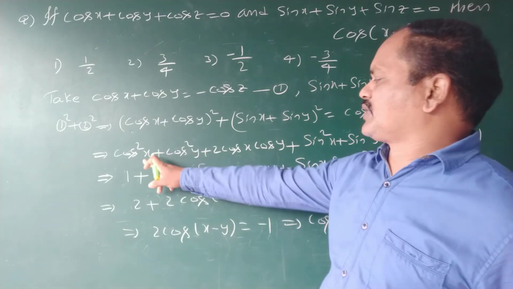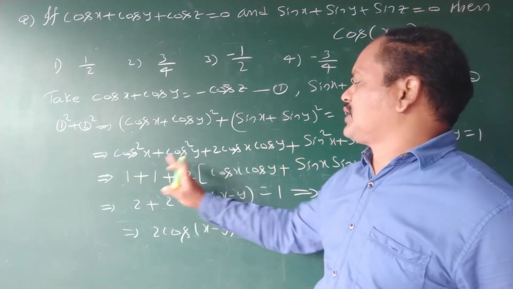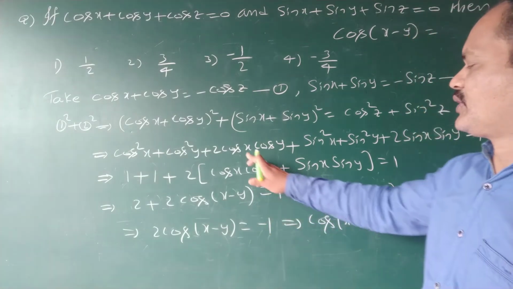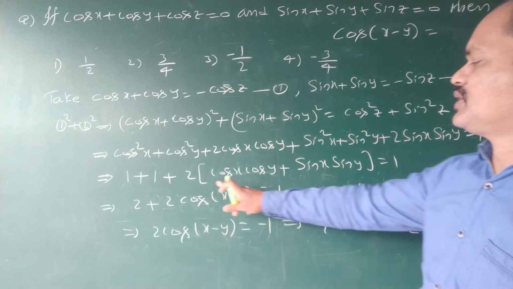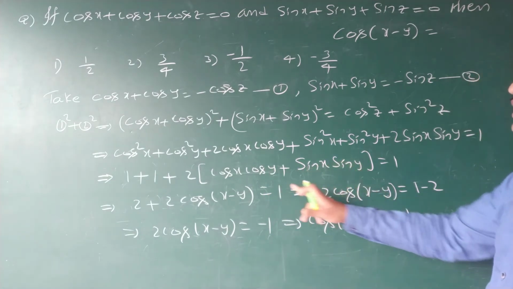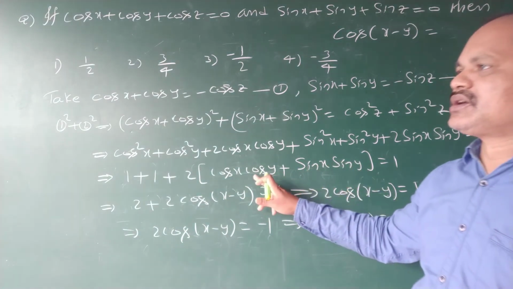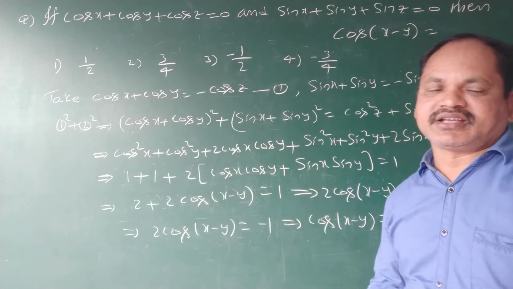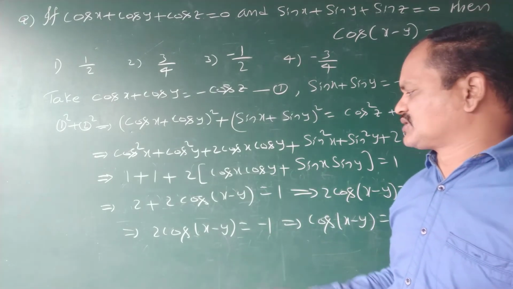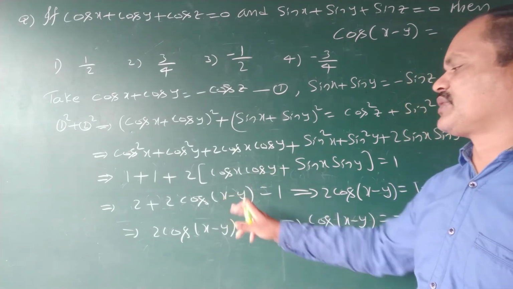Cos square x plus sin square x is 1 and cos square y plus sin square y is 1 from the identity. Now we have to take common 2 from these two. Then 2 times of cos x cos y plus sin x sin y. Now this is in the form of cos a cos b plus sin a sin b. Actually, cos a cos b plus sin a sin b is nothing but what? Cos of a minus b. That is cos of x minus y.